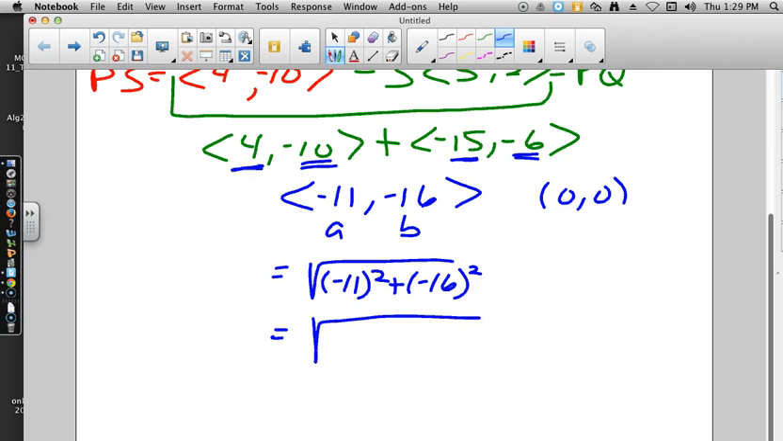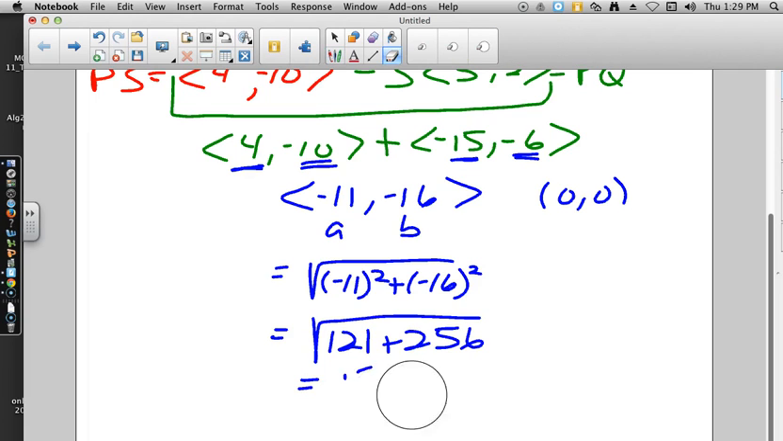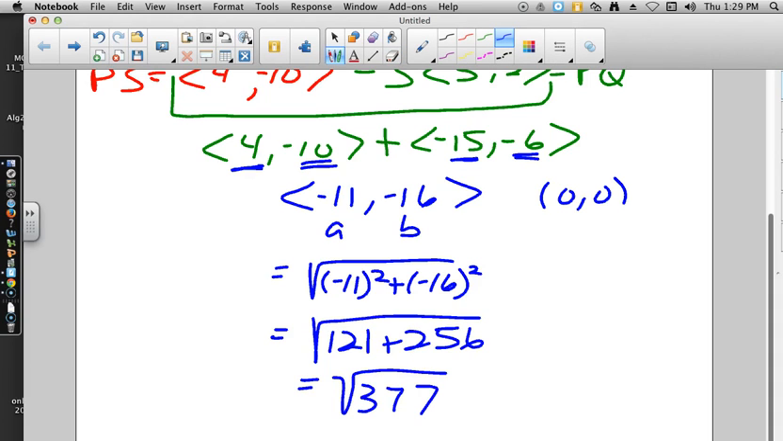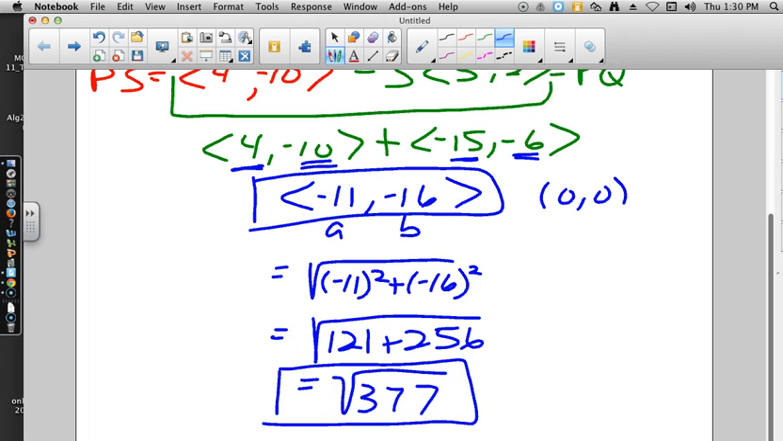So that's going to be the square root of 121 plus 256, pardon me, and that is the square root of 377. Better make that readable there. And we're going to leave that as is. So here's our component form, and here is our magnitude.